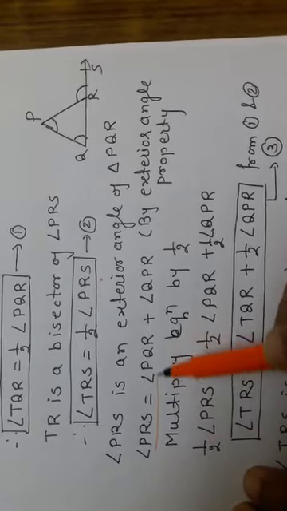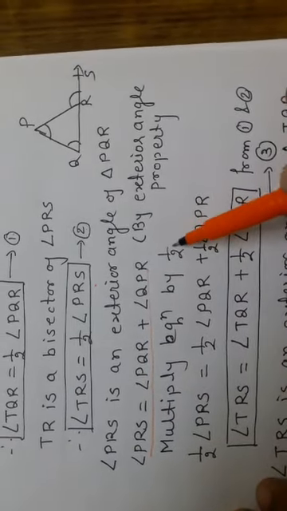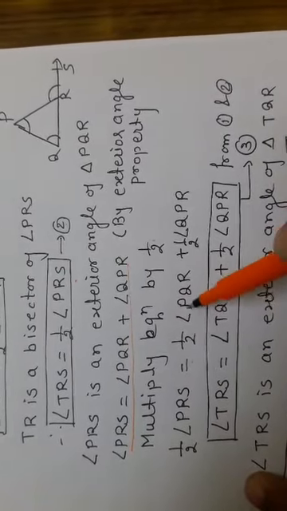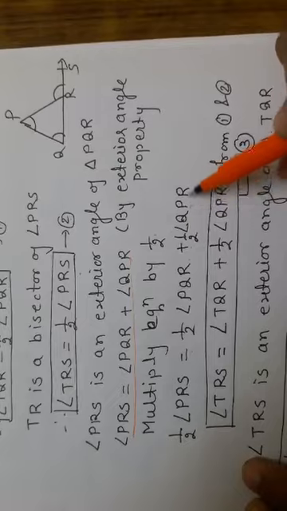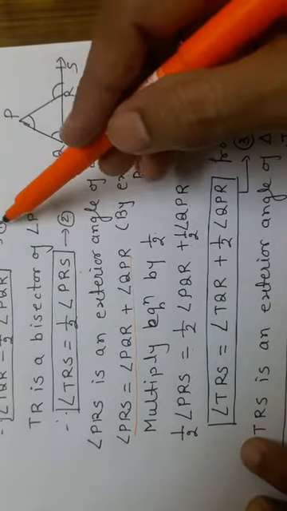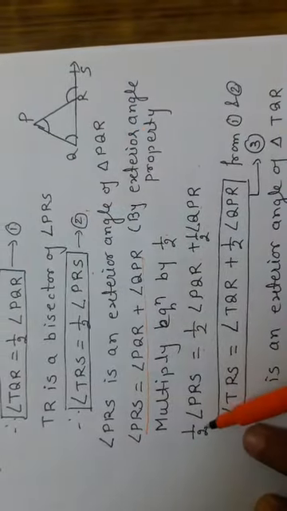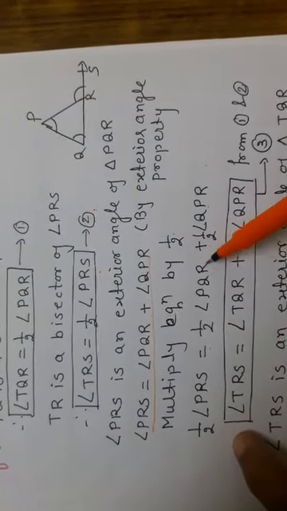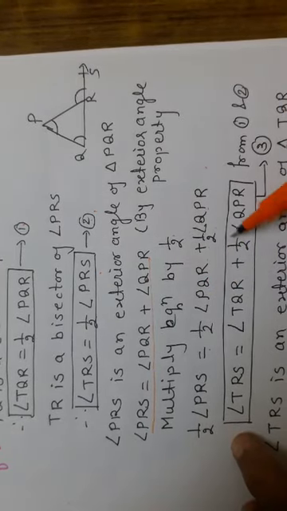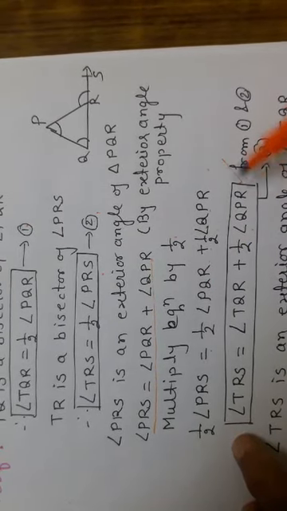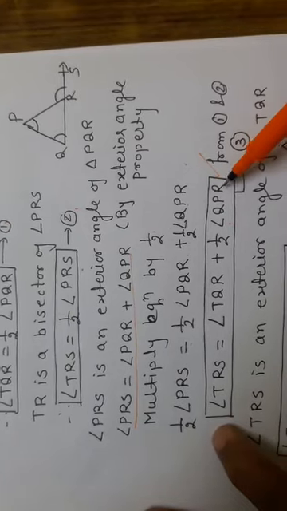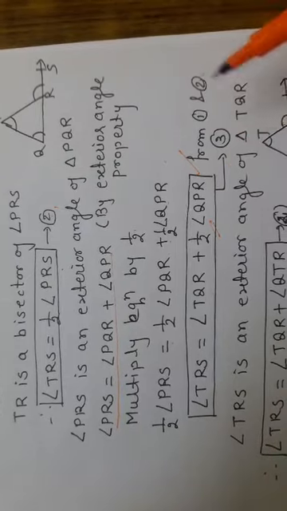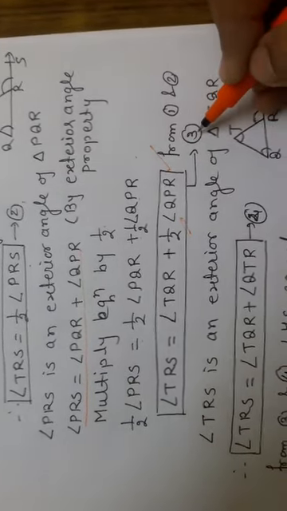Now this full equation we will multiply by half. So what we will get? Half of PRS is equal to half of PQR plus half of QPR. From the first and second equations, in place of half of PRS we will write TRS, and half of PQR we will write as TQR, plus half of QPR as it is. This is not the bisector of any angle, so half of QPR will remain as it is. This we will call equation 3.